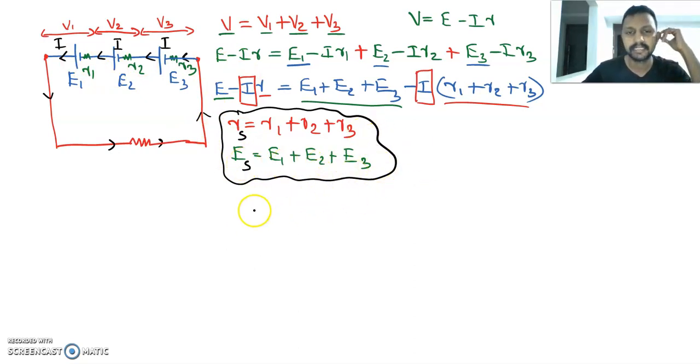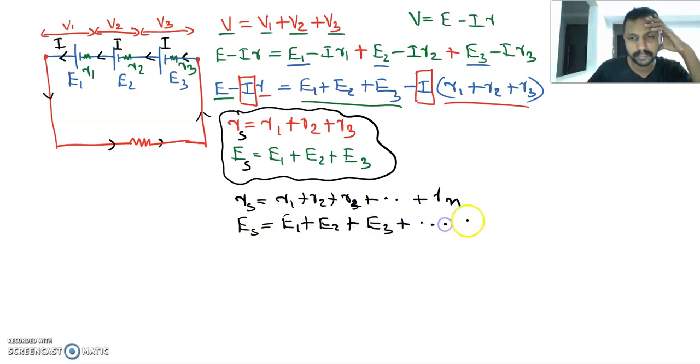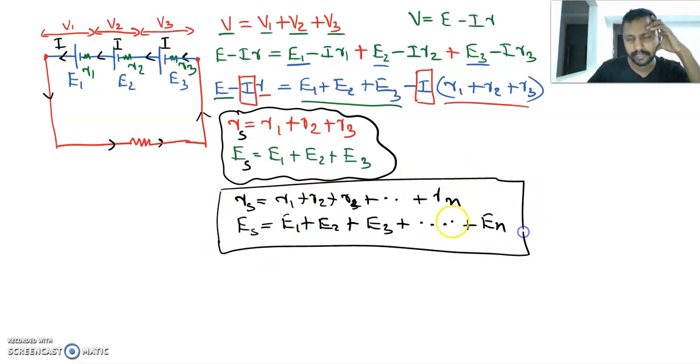Let us generalize the situation. If there are n such cells connected in series, then Rs should be R1 plus R2 plus R3 and so on up to Rn. And if there are n cells connected in series, Es should be E1 plus E2 plus E3 and so on up to En. Therefore, this is the general formula that we could use in series combination of cells.